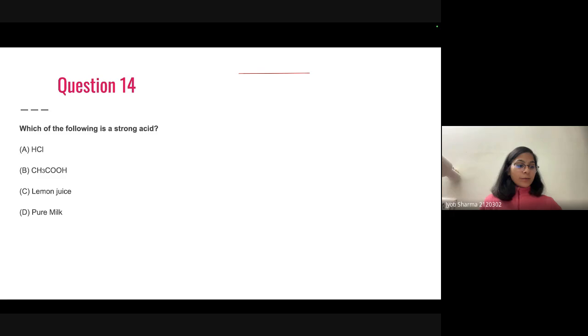Okay, Suvarna also gave me HCl, Andrela HCl. Yes, so the answer is HCl only. So can you tell me the pH of HCl? What is the pH of acetic acid? What is the pH of lemon juice and the pure milk? And what made this HCl a strong acid? The acidity of any compound is based on how much dissociation is happening. HCl is giving you 100% dissociation in the water, and that's why it's very strong.